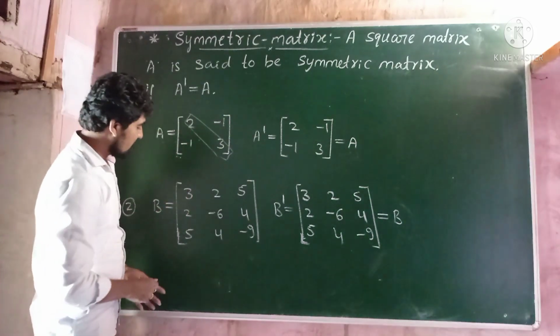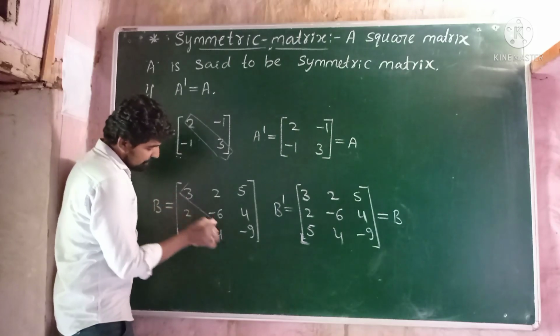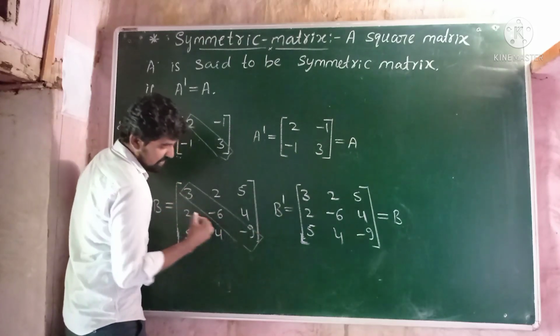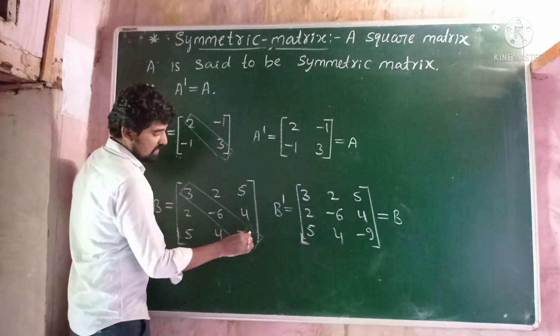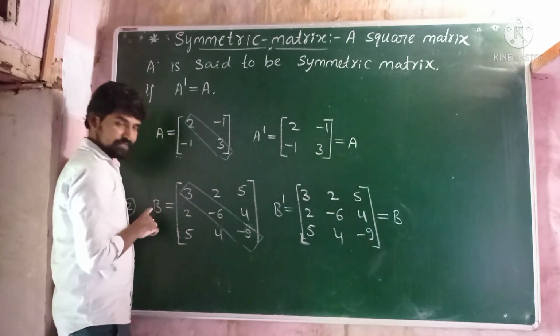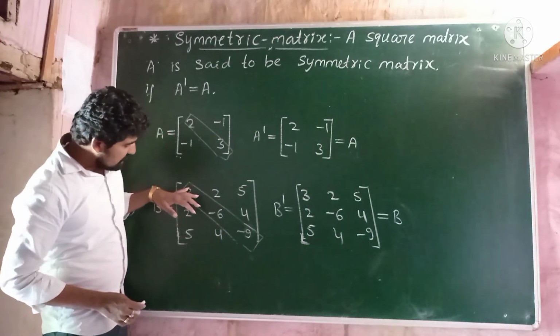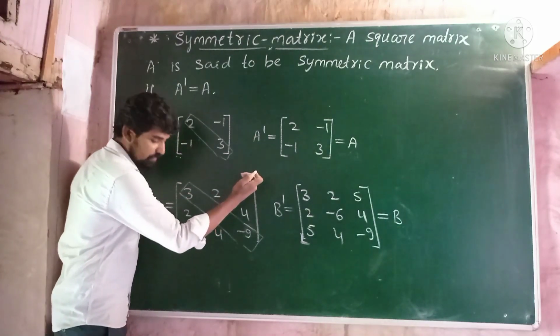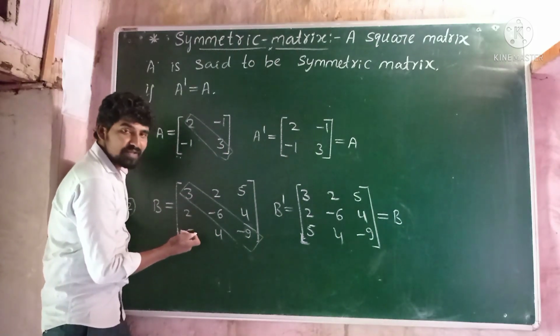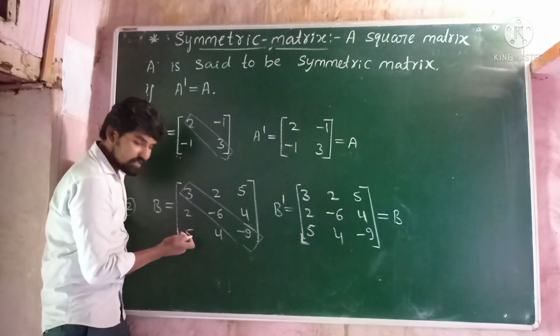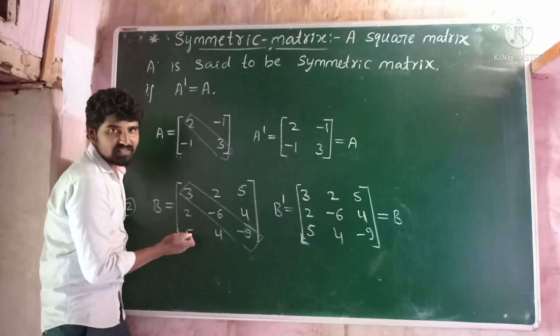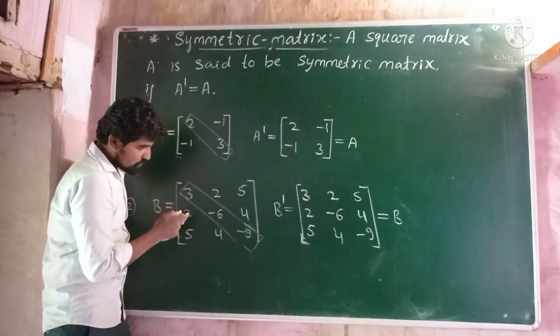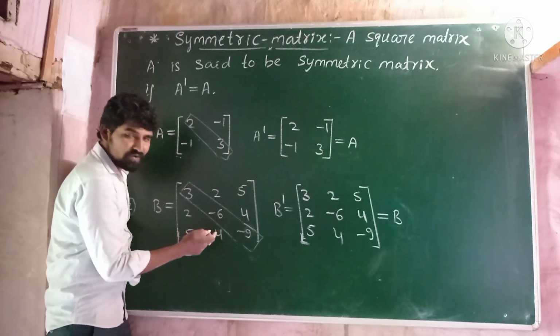And here also you may observe 3, -6, -9 constitute the diagonal elements of this matrix B. And here also the elements which lie above the diagonal elements are mirror images of the elements which lie below the diagonal elements. So 2, 2, 5, 5, 4, 4.